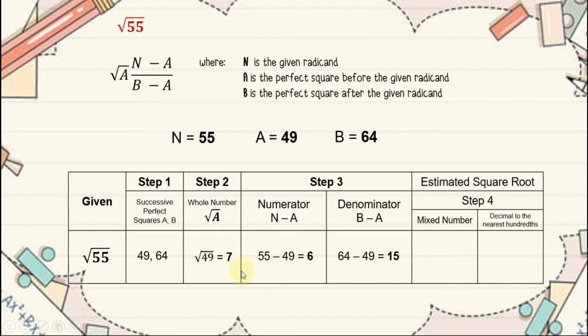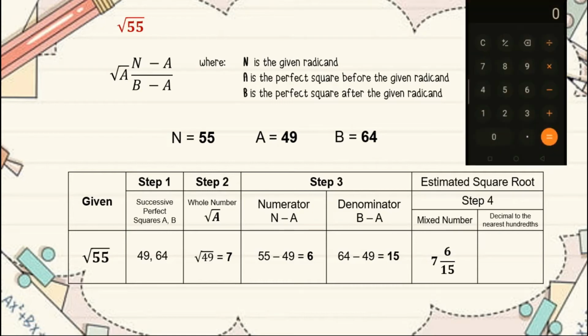So let's have our mixed number. We have 7 as the whole number and 6 over 15 as our fraction. So we have 7 and 6 over 15. Converting it into decimal, let's divide 6 by 15. And the result is 0.4. So we're going to have 7.40. And that is the estimated square root of 55.